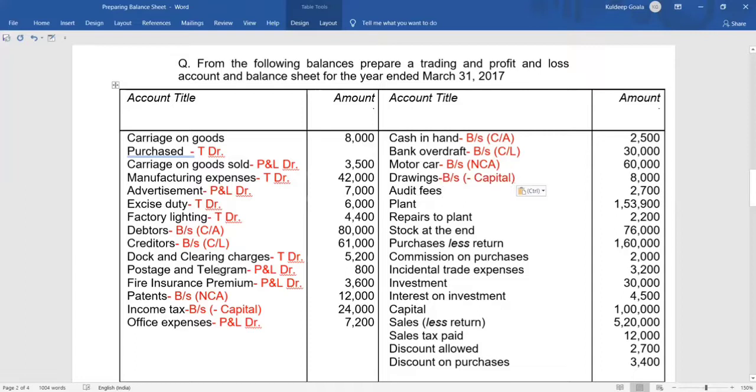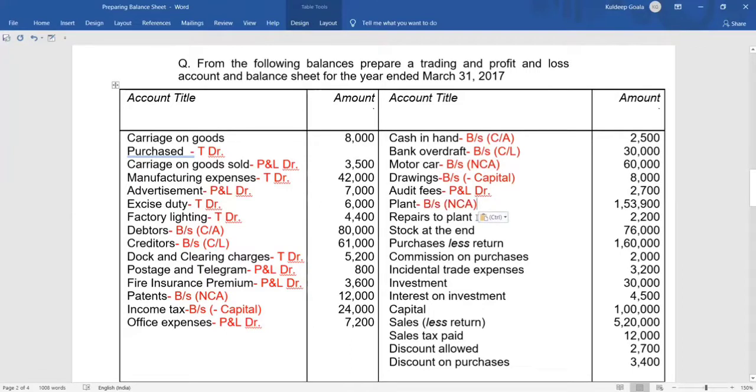Then audit fees will come in the profit and loss account debit side. Okay, audit fees will come in the profit and loss debit side. Then plant will come in the balance sheet, again non-current asset. Okay, because plant is a non-current asset, so it will come in the balance sheet non-current asset.